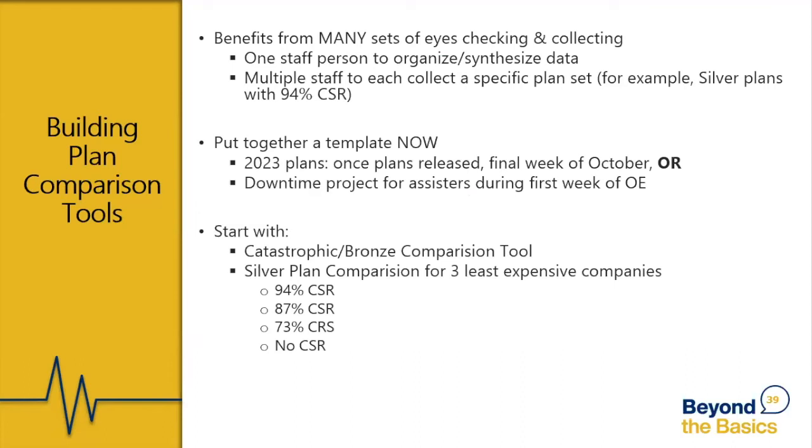So just a summary of the different advice when it comes to building out plan comparison tools. You want one person putting the final product together. However, I had members of my team, for example, I assigned one assister to do the bronze plan comparison and another person, and then I would kind of compare theirs and check it. So this can be a very good tool for helping your assisters learn the plans, and doing it now can really be helpful as well. Finally, again, my recommendation would really be to start with that catastrophic tool, but you could also put together a comparison for the least expensive companies if that kind of suits your client need.